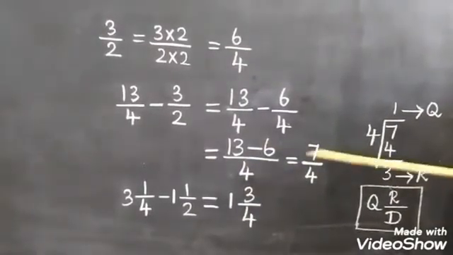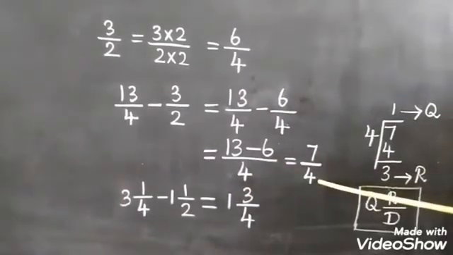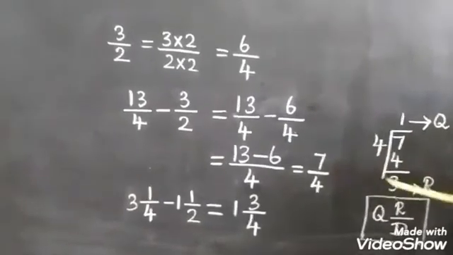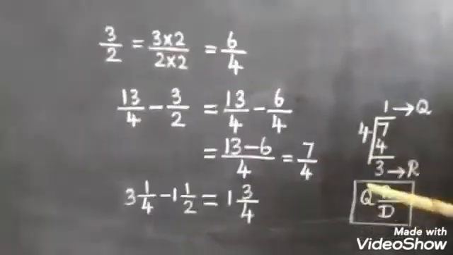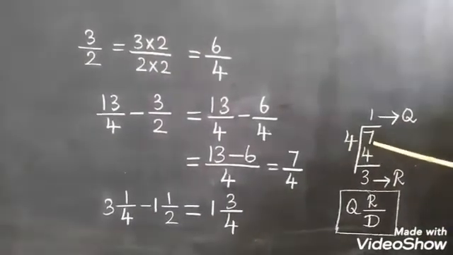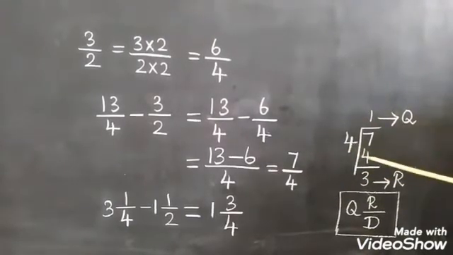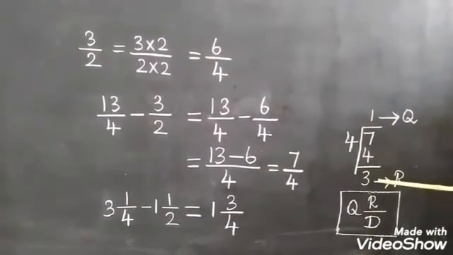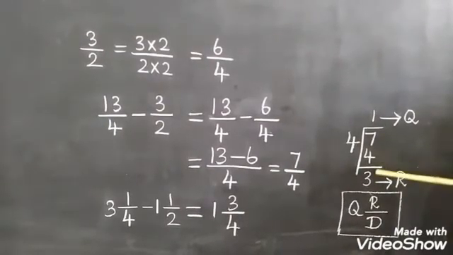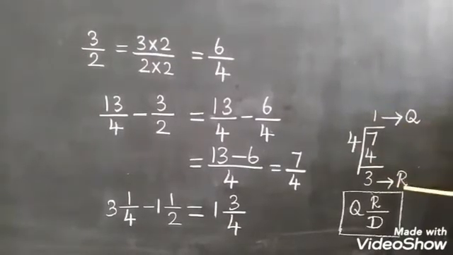Now 7 by 4 is an improper fraction. We have to convert this into mixed fraction. For that we have to divide this. See here, divide 7 by 4, by 4 table. 1 4 is 4, then we have to subtract. 7 minus 4 what will come? 3. Now quotient is 1 and then remainder is 3.